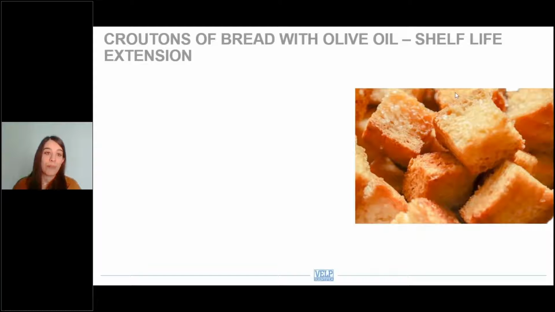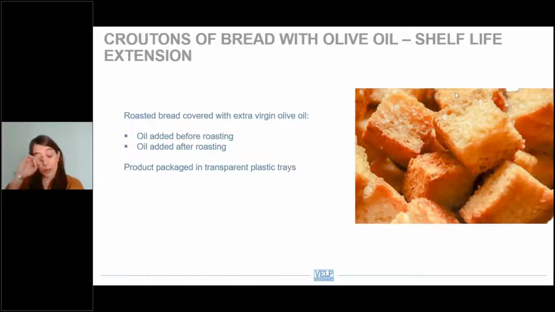Now I'm going to talk about croutons of bread with olive oil. There was a local bakery interested in extending the shelf life of the product. So thanks to Oxitest, we made a first screening in order to frame the problem and try to offer a rapid solution to the producer. Croutons of bread are roasted pieces of bread covered with extra virgin olive oil. The producer adopted 2 techniques: he added the oil before roasting or after roasting. In both cases, the product was packaged in transparent plastic trays.